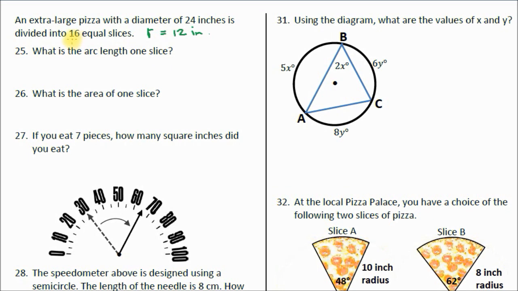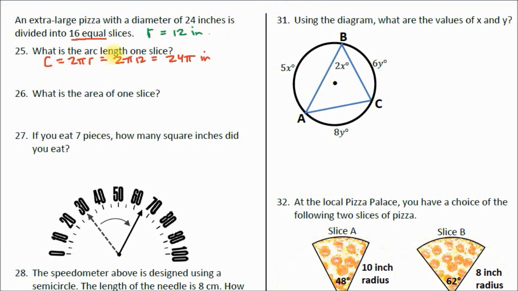Well, I know we have 16 equal slices, so I'm going to have to figure out the circumference of the entire circle first before I can figure out the length of the arc of one slice. So we're going to go ahead and find the circumference. Circumference is 2 pi r, which is going to be 2 pi 12. We can combine the 2 multiplied times the 12, and that's 24 pi. So the circumference is 24 pi inches, and now we'll go ahead and use that in our final answer.